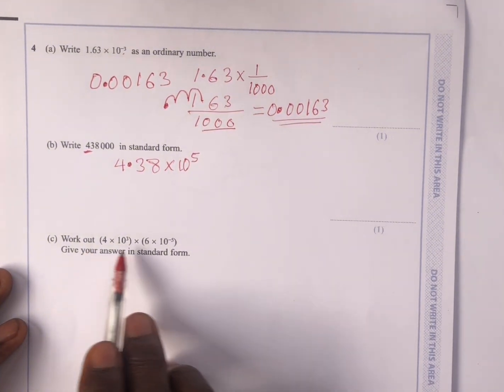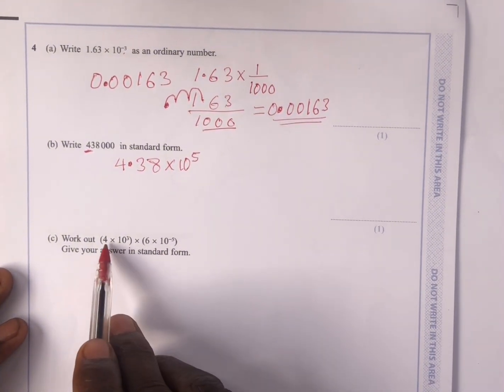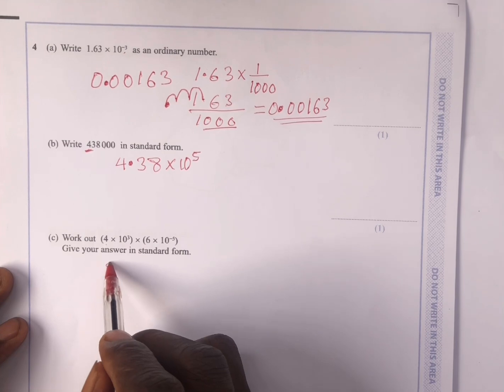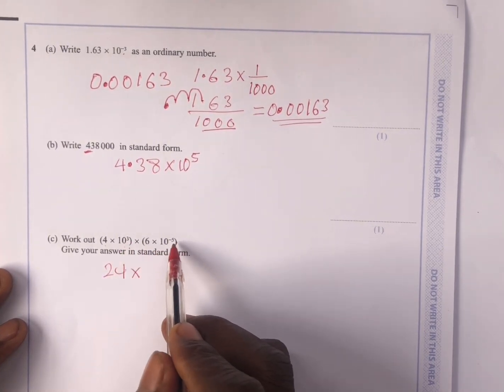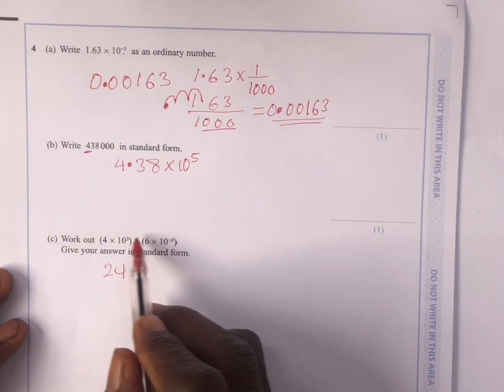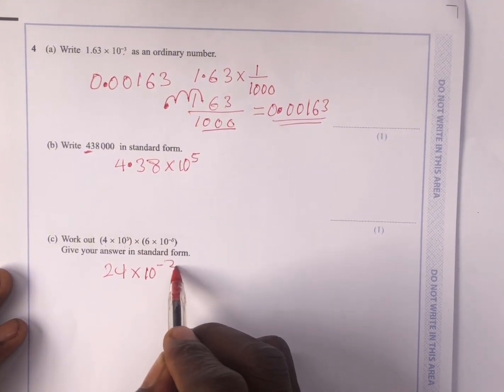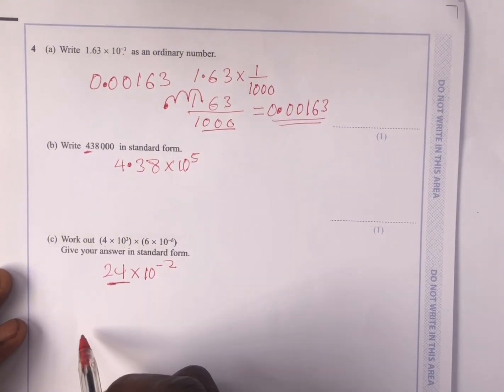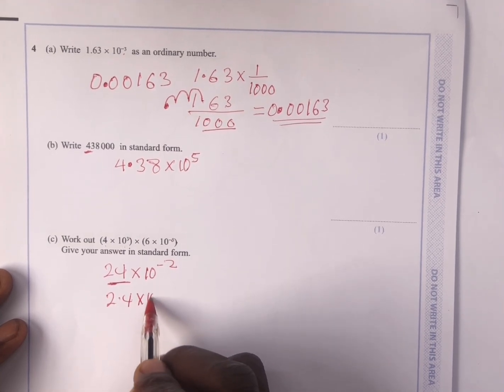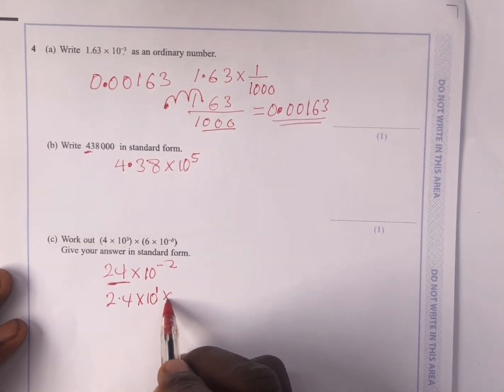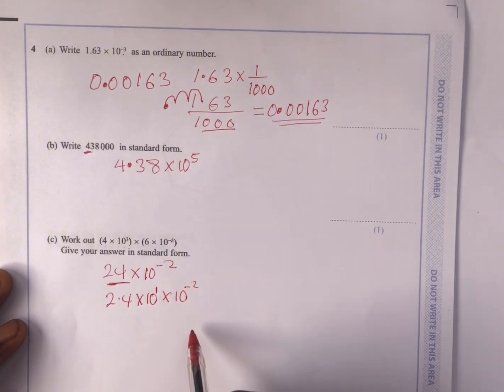Now, we have to work out this one. So we multiply 4 by 6 to get 24. Times, we multiply 10 power 3 to this. And if we are multiplying, we add the powers to get 10 power negative 2. Then we have to change 24 to standard form. That gives 2.4 times 10 exponent positive 1. Then we have times 10 exponent negative 2.